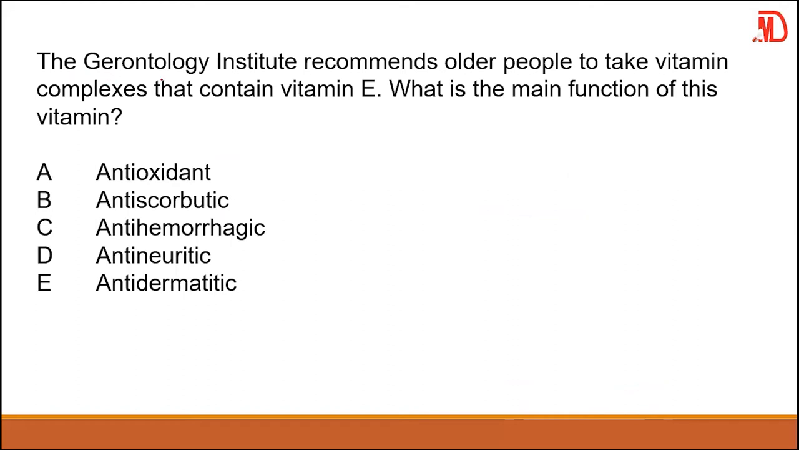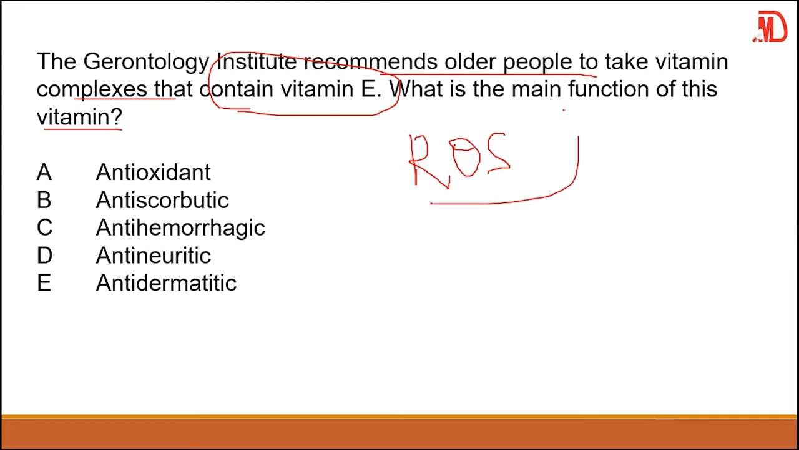The Gerontology Institute recommends older people to take vitamin complexes that contain vitamin E. What is the main function of this vitamin? Guys, usually vitamin E is a fat-soluble antioxidant. And this stops the production of reactive oxygen species. When we started the presentation, we talked about glutathione and NADPH. So vitamin E prevents the production of these substances, the reactive oxygen species, which are radicals.